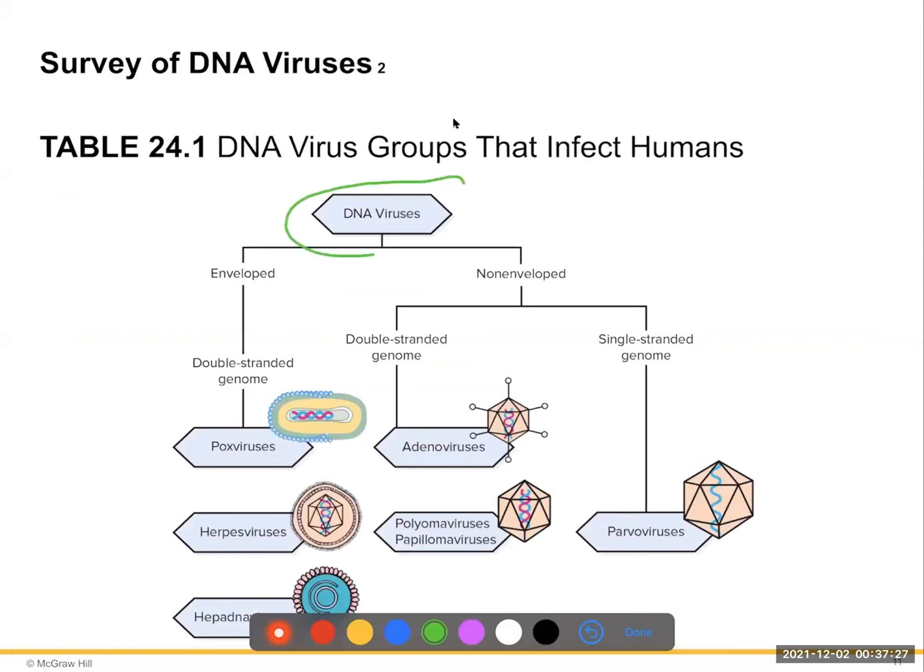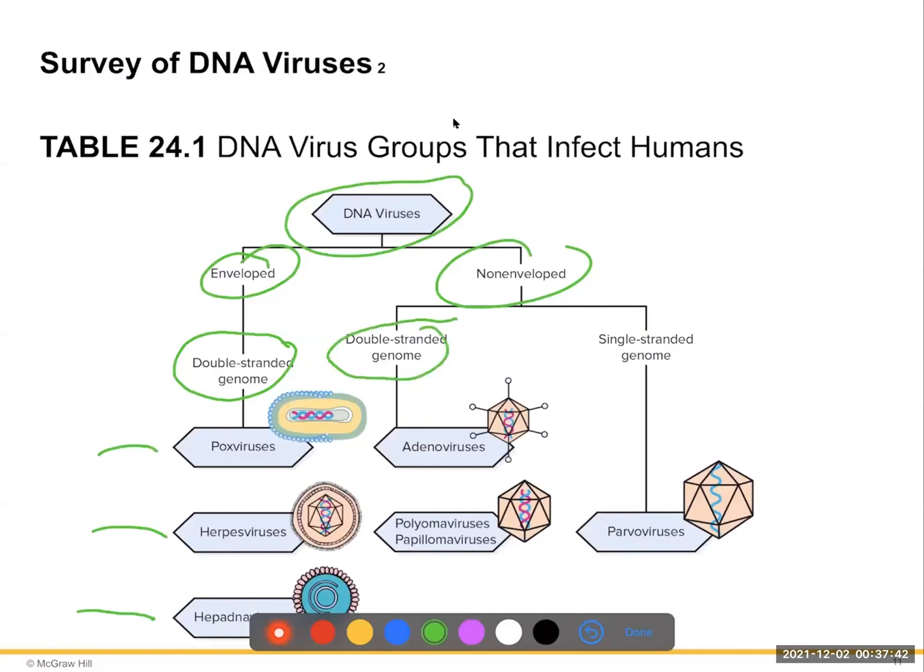Here's your DNA virus. It could be either enveloped or non-enveloped. Okay, it could be double-stranded. That's the pox virus, the herpes virus, and the hepadnavirus. Okay, double-stranded can also be the adenovirus or the polyomaviruses or the papillomaviruses. Okay, single-stranded are the parvoviruses. Those are the only DNA viruses that are single-stranded.